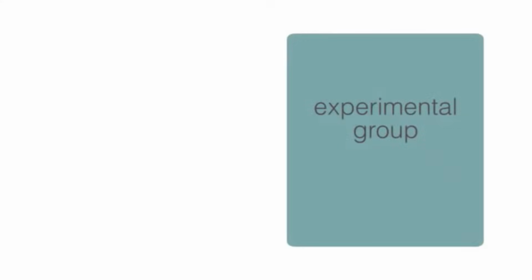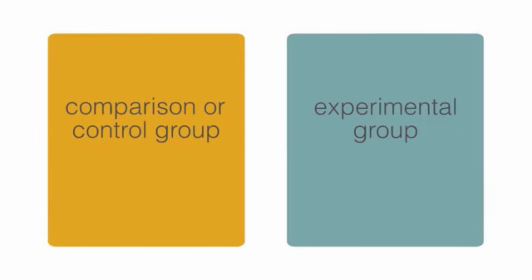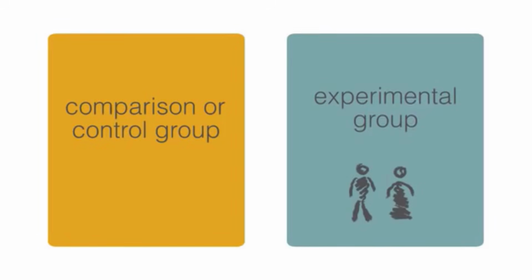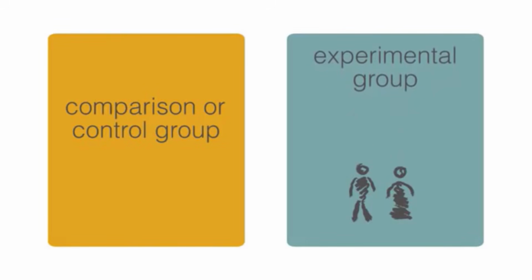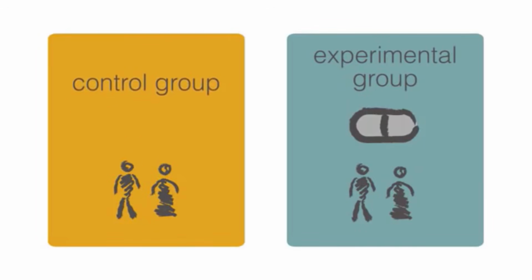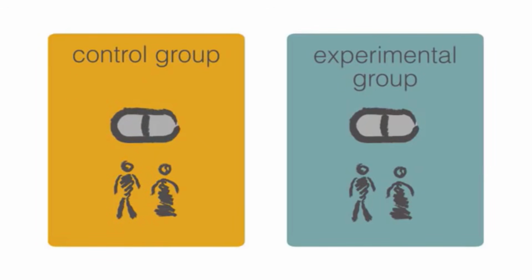In a research study, there is usually an experimental group and a comparison or control group. Those who are in the experimental group will get whatever's being researched in the study. Those in a control group will usually get the standard treatment for the condition. If there is no standard treatment, those in the control group might get a placebo that looks the same but is not intended to have the same effect as the experimental treatment, or they might get nothing at all.